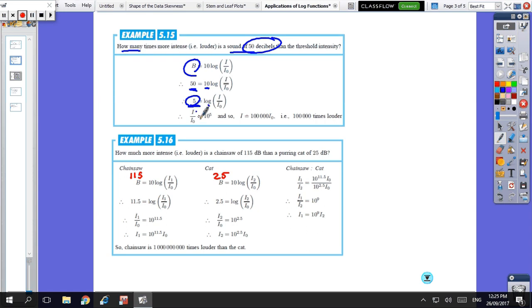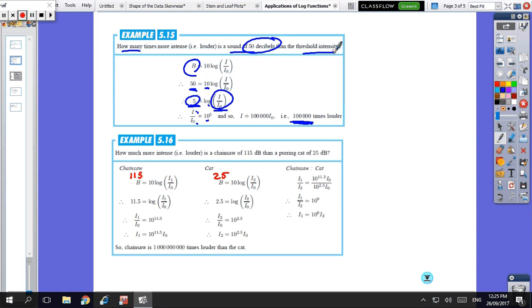So the intensity over the threshold is 10 to the 5, and 10 to the 5 is 100,000. So the sound is 100,000 times louder than the threshold if it was 50 decibels. Okay.